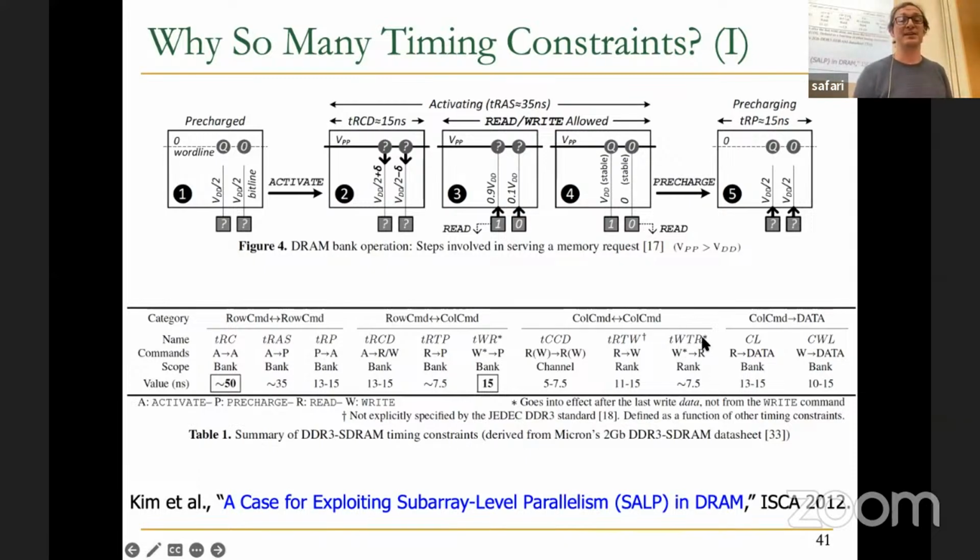For example, we say this is the delay between the write command and the read command, but it's not really from the command. There's an asterisk over here that you need to read. It goes into effect after the last write data, not from the write command. Because you send the write command and you send a burst of data, and you should really make sure that you schedule the read command tWTR nanoseconds after you sent the last piece of data to DRAM.